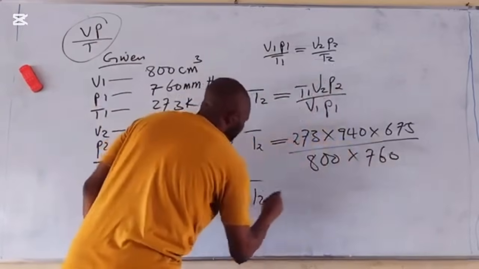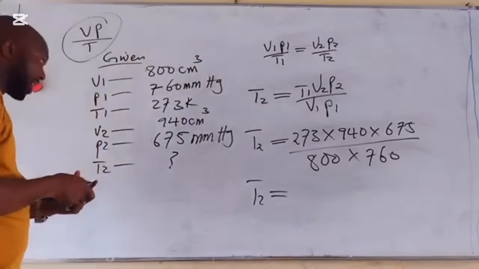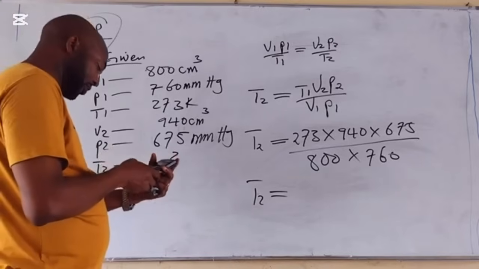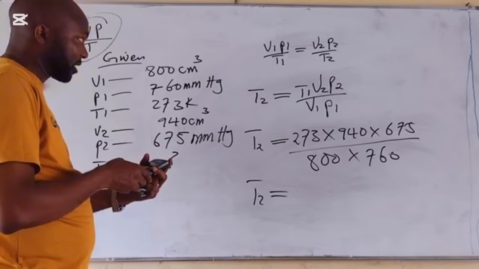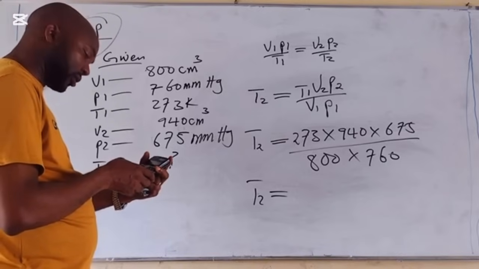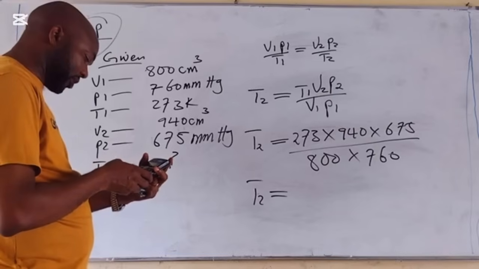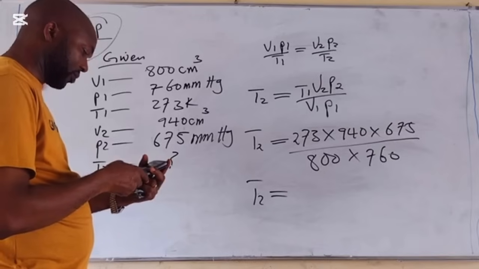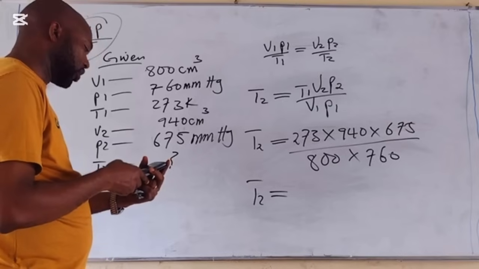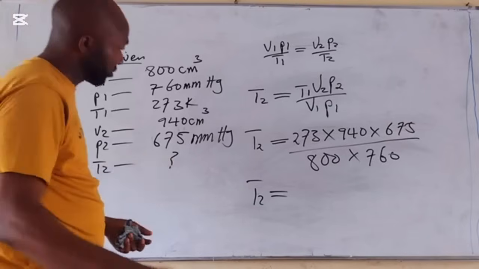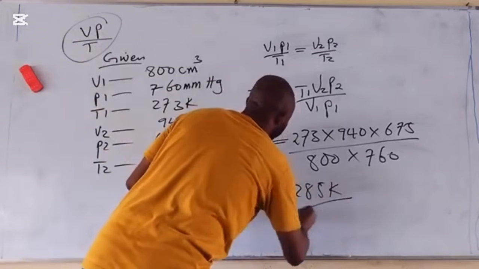And finally, I have 273 times 940 times 675 divided by 800 divided by 760, which is 285. This is 285 Kelvin.